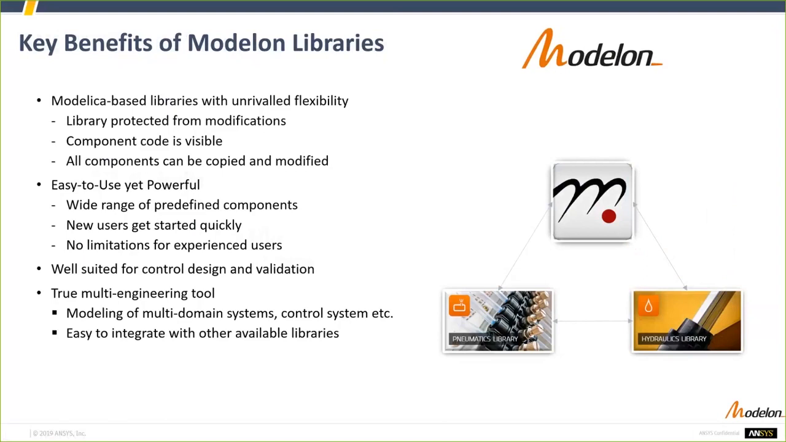So Modelon has several libraries, and all of them are Modelica based, which provides an unrivaled flexibility because our libraries are protected from modifications, which means that the end user cannot modify them unintentionally. On the other side, all the code of the components is visible, and you can duplicate a component and modify it. So the library remains what it is, but you can still take every component and extend it for further use if you want.